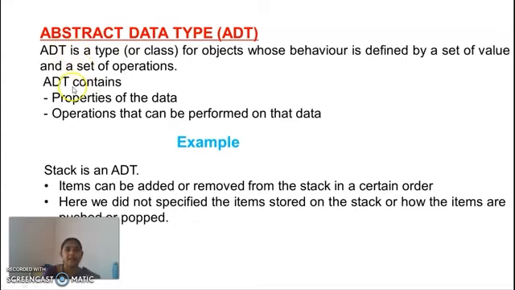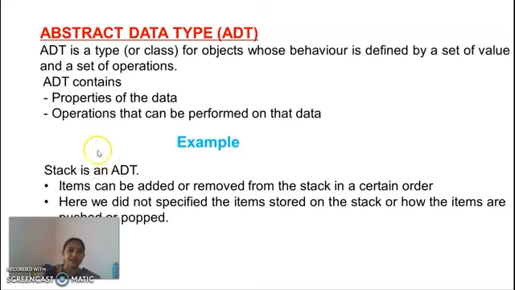So the abstract data type basically contains the properties of the data, that is the behavior, and the operations that are to be performed on that data. These are the two things to be concentrated on in the case of an abstract data type. Stack ADT, queue ADT, list ADT, these are the types of ADTs available in data structures.